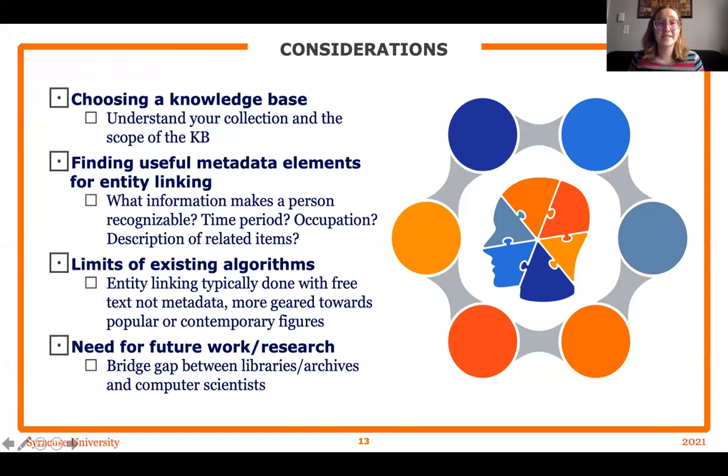Well, this little experiment pulled out some interesting points that we want to consider when doing this sort of entity linking. For example, considering your knowledge base and the scope of your collection. As I was saying before, certain collections, just the people that you're working with might not necessarily show up if you're using Wikidata or whatever other knowledge base you're basing your entity linking program off of. Also, it's important to consider what metadata elements you have and which ones are actually going to be useful for that entity linking, whether you're doing it manually or with a program.